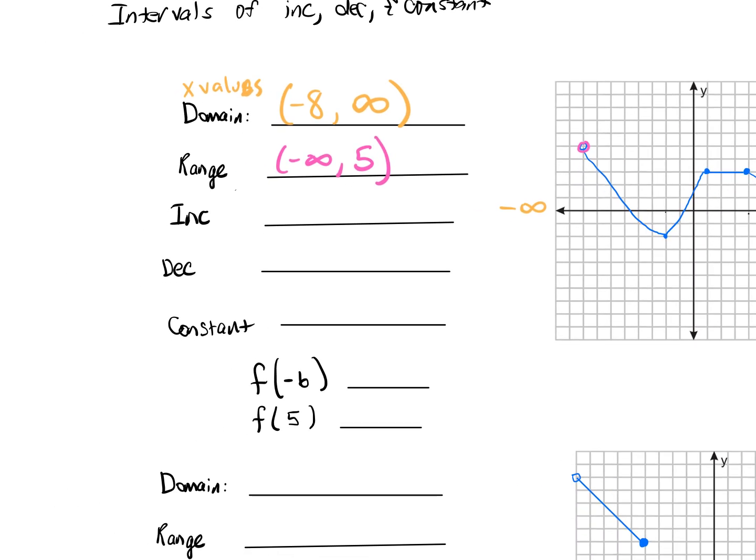All right, so now increasing, decreasing, and constant are always what? Parentheses and x values, perfect.